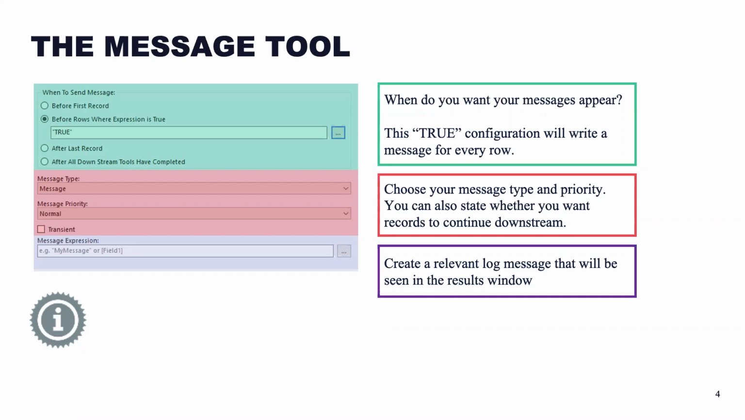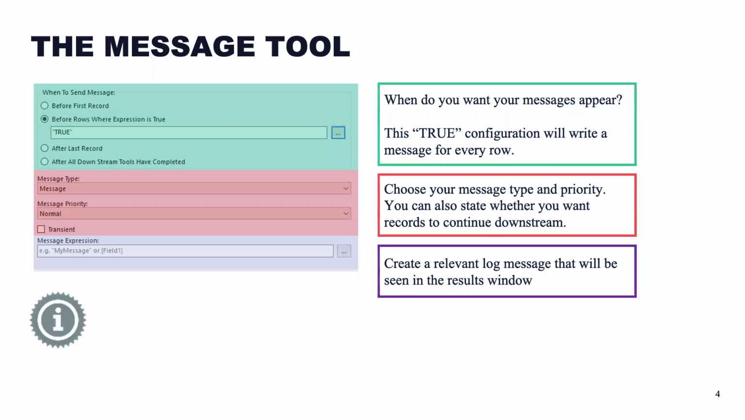If you select "before rows where expression is true," then it evaluates rows with an expression. If the row evaluates to true, a message is returned to the results window. If it's false, it won't be written. And then you can choose your message type and the message priority, and at the bottom you have the message expression, where you can create a relevant log message that will be seen in the results window.